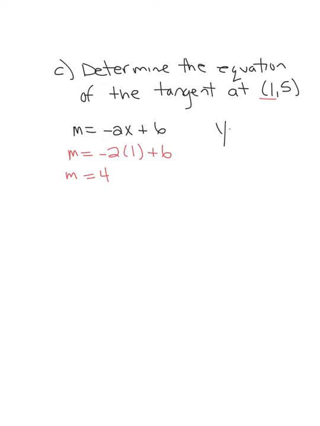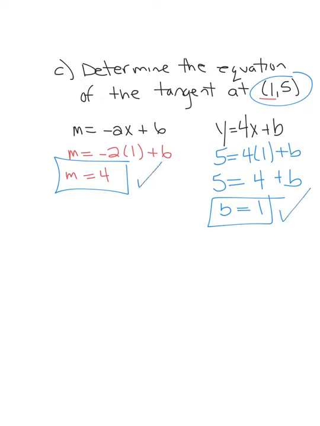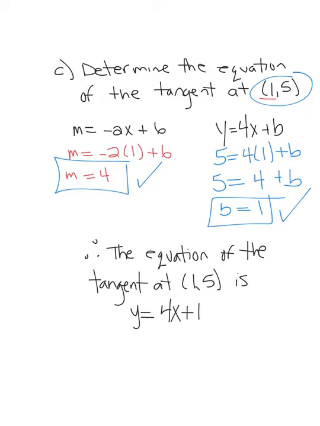So I know that I have y equals 4x plus b. I'm going to take this (1, 5) and plug it in, and I'm going to be able to solve for my y-intercept. So 5 equals 4 plus b, b is equal to 1. I have my m, I have my b, and I can write my final equation. So therefore, the equation of the tangent at (1, 5) is y equals 4x plus 1.